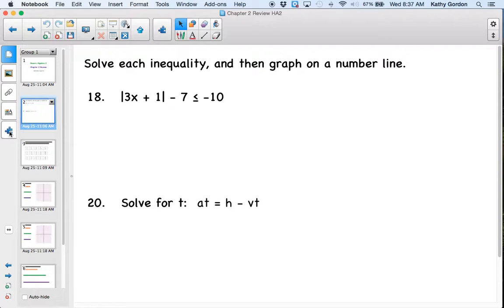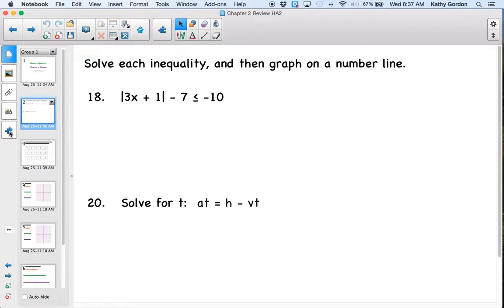Going to go back to a couple of chapter 1 problems. And these two were very commonly missed. So let's make sure that we are clear about what's expected here. Number 18 is an absolute value inequality where we're asked to solve the inequality and then graph on a number line.